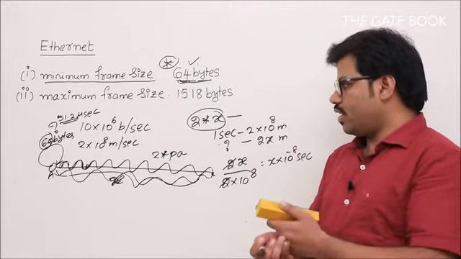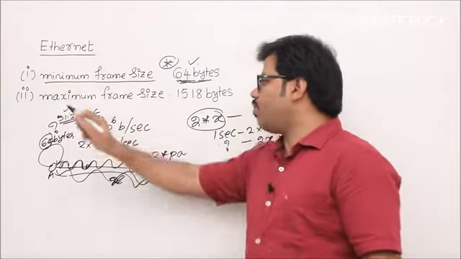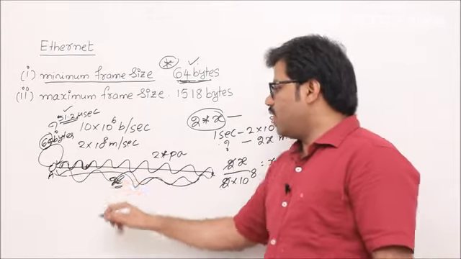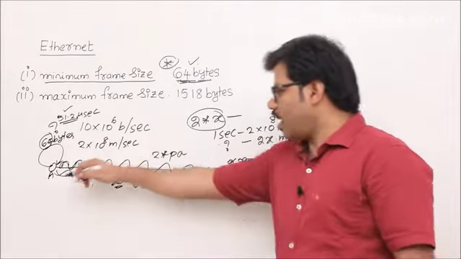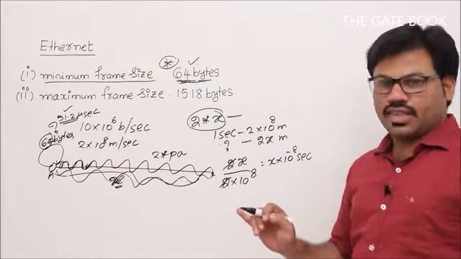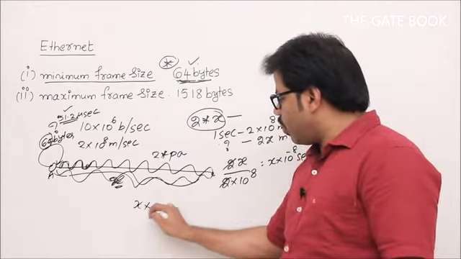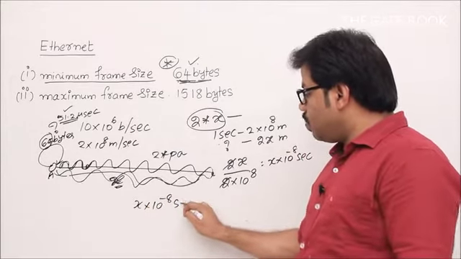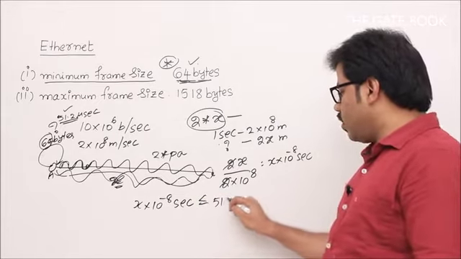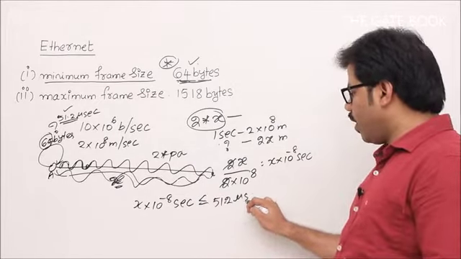Now we try to relate it. Transmission time is 51.2 microseconds. If there is an x distance, then 2 into propagation delay is nothing but x into 10 power minus 8 seconds. So this x into 10 power minus 8 seconds should be less than or equal to that much time. Then only your station can detect it, 51.2 microseconds.